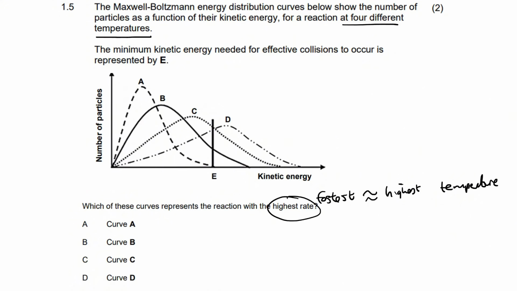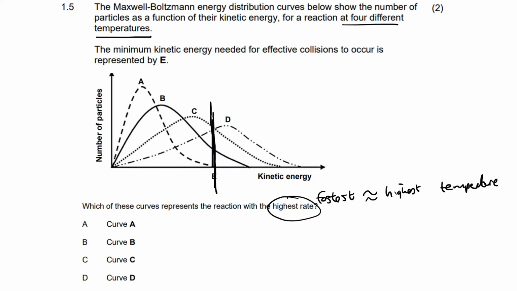Now, that minimum energy that is needed for the particles to react is called activation energy, which is this one over here. And so it's only the molecules on the right of that that are actually able to react, because this is the energy on the x-axis, sorry. And so everything here, their energy is too low, so they can't react. And then everything on the right, they can react. So we're looking for the graph that gives us the biggest area on this side.